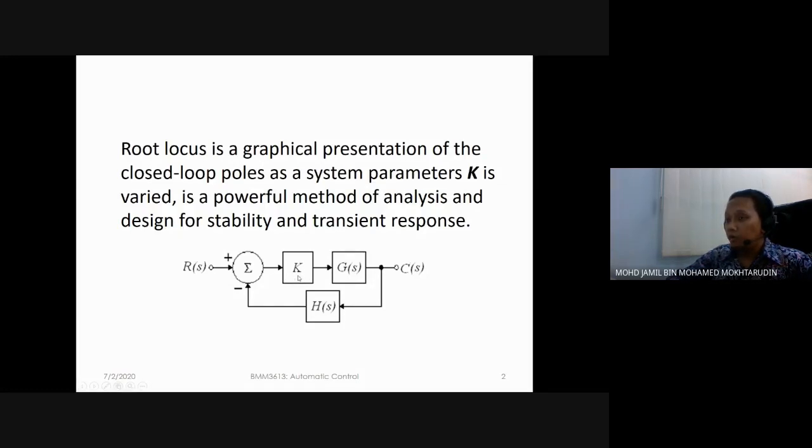So in Routh-Hurwitz criteria, you have learned about finding the range of k for system stability using the table method. But in root locus, you are actually trying to plot or sketch a graph of poles as you vary the value of k. So different k values will produce different poles for the closed loop system. Okay, so we will see more about this.